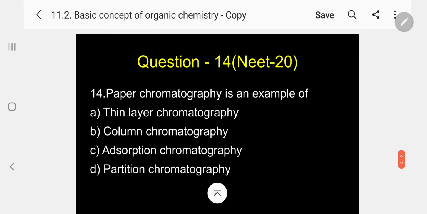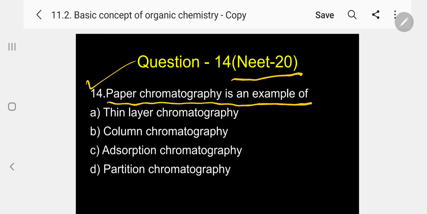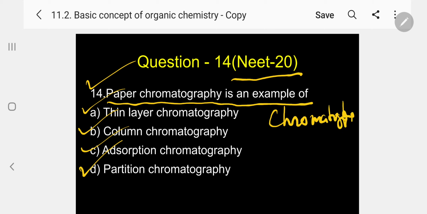Question number 14. Please follow. This question was asked in NEET 2020. Let me read it. Paper chromatography is an example of: A, thin layer chromatography; column chromatography; adsorption chromatography; partition chromatography. Kindly follow. When you come to paper chromatography, you must understand the basics. What is chromatography? This comes under the purification of organic compounds, specifically the separation of organic compounds.